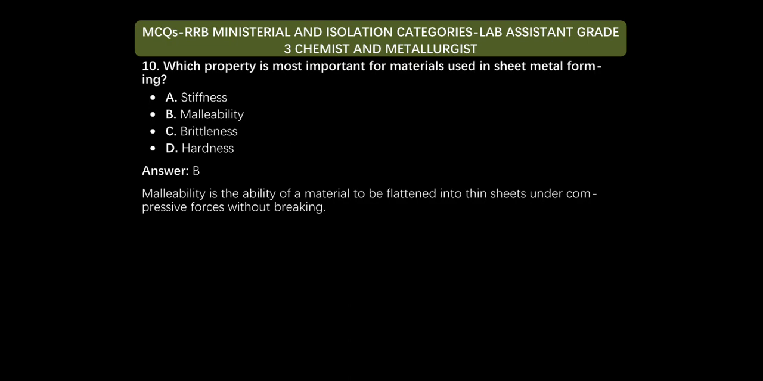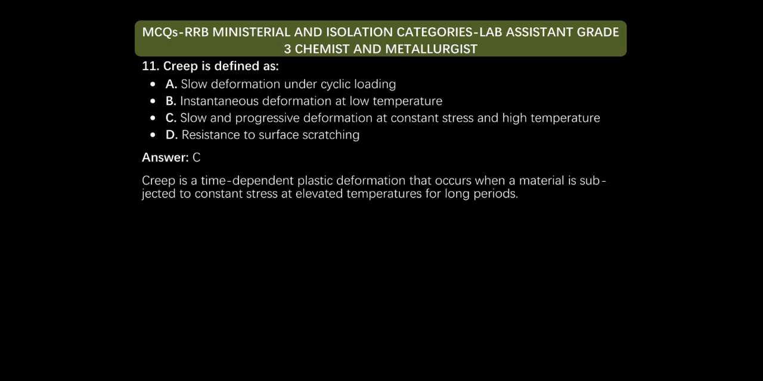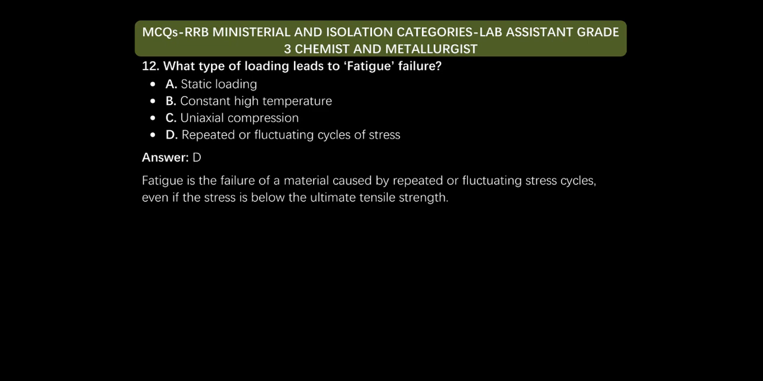Option B. Malleability. Creep is defined as option C. Slow and progressive deformation at constant stress and high temperature. What type of loading leads to fatigue failure? Option D. Repeated or fluctuating cycle of stress.